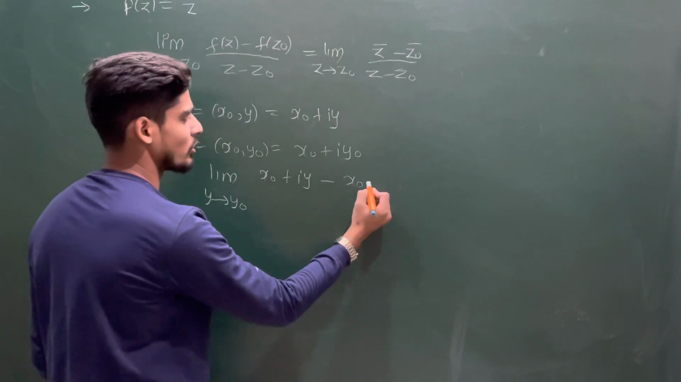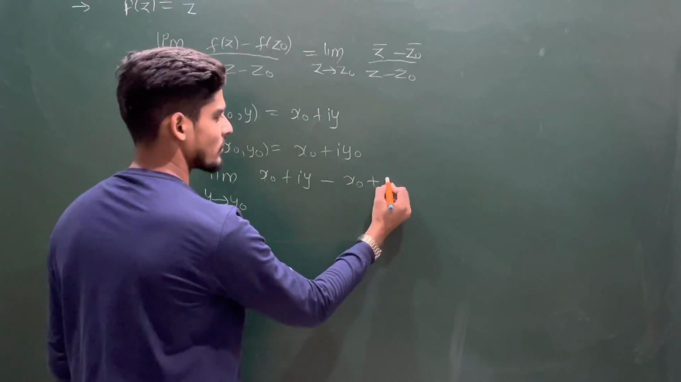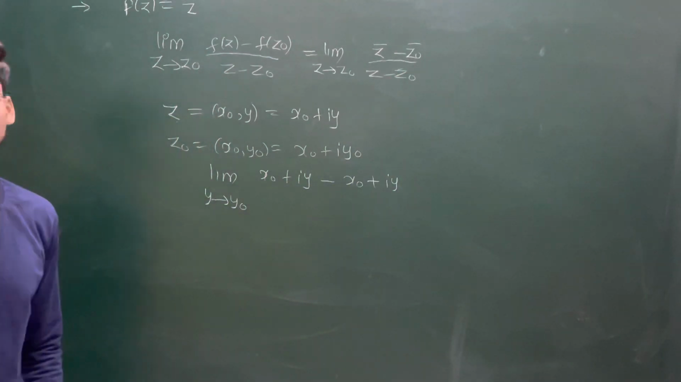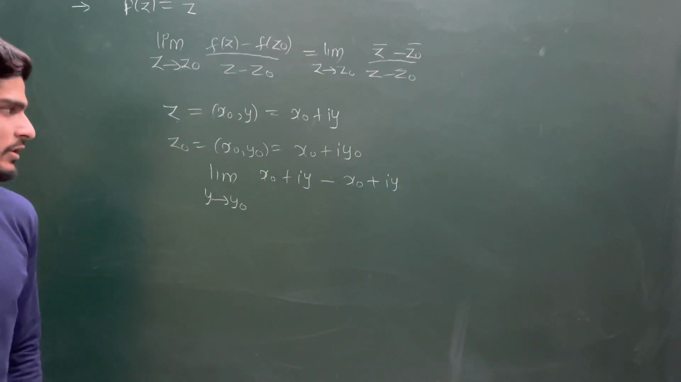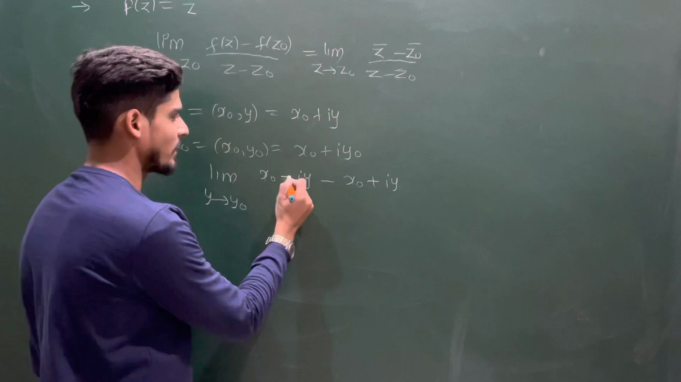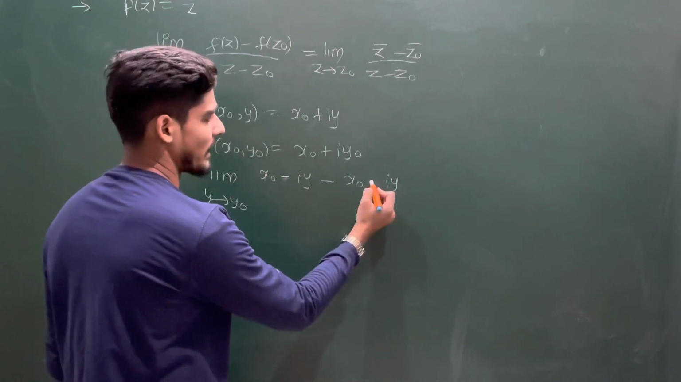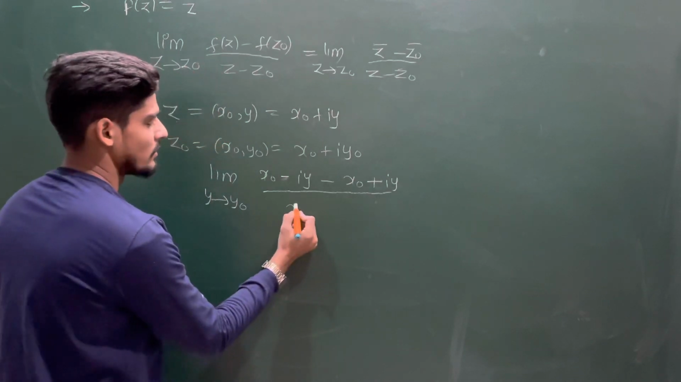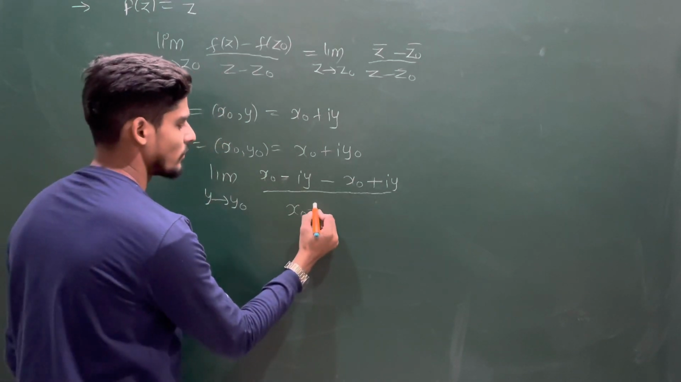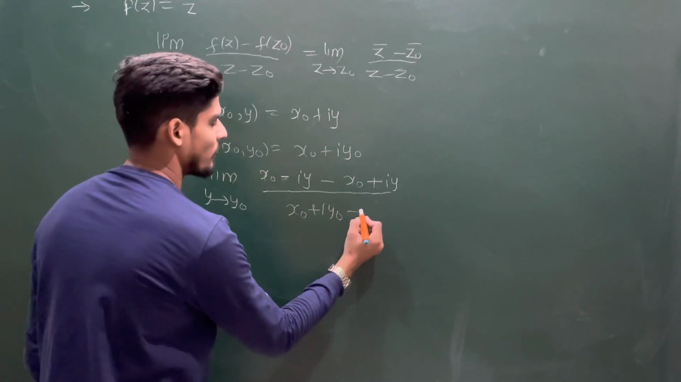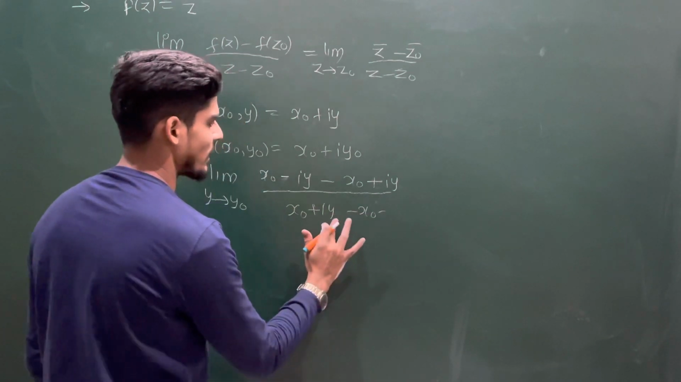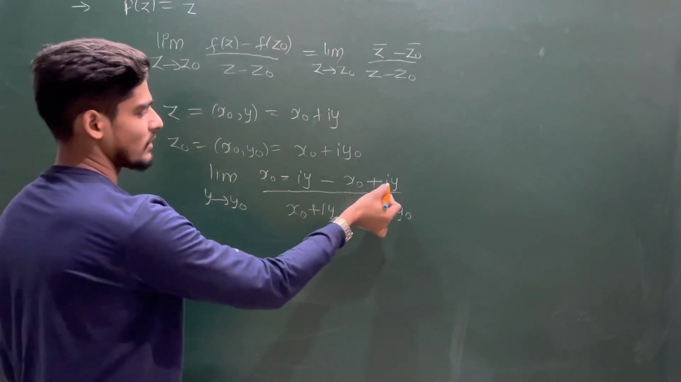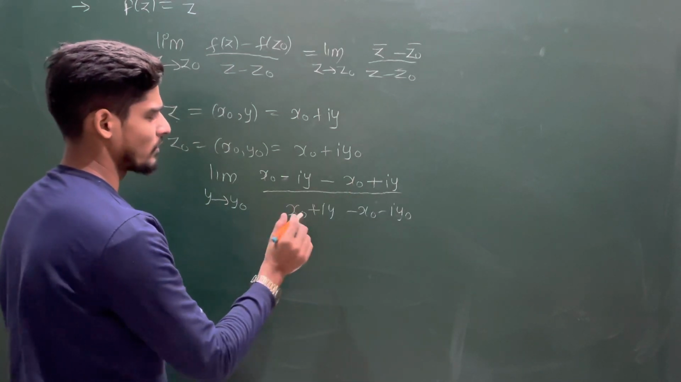It will be x naught plus, because z naught bar will be x naught minus iota y naught. Okay, this is negative. So if you open the bracket, this is a plus, and this is x naught plus iota y naught minus x naught. Sorry, this is y minus iota y naught. So what you are having, this, wait for a while.